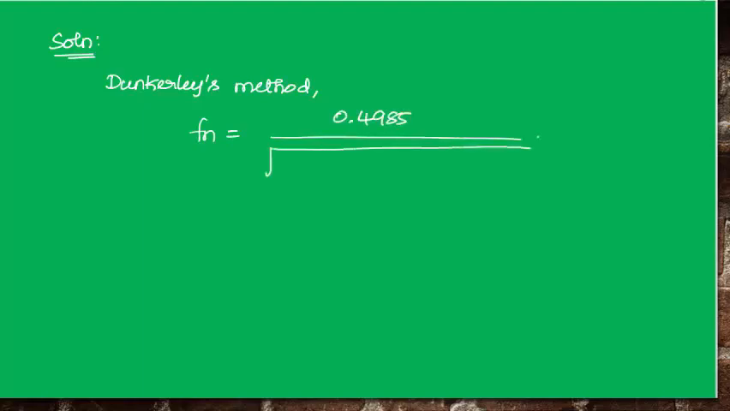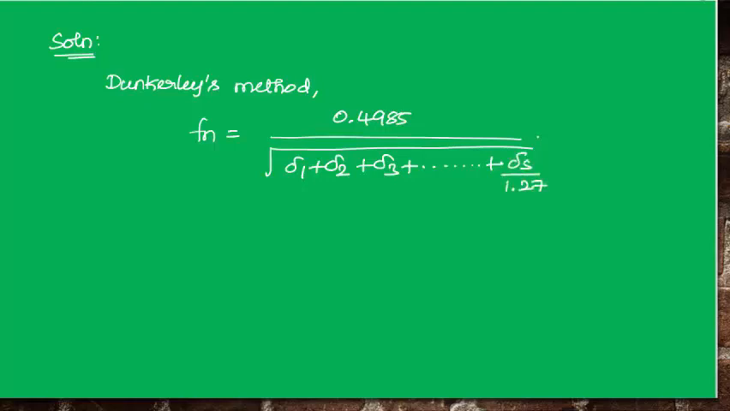So we can solve this problem using Dunkerley's approach. Dunkerley's method to calculate the transverse vibrational frequency Fn is 0.4985 divided by root of del 1 plus del 2 plus del 3 plus del 4 plus del 5 plus del 6 up to del n and del s by 1.27.